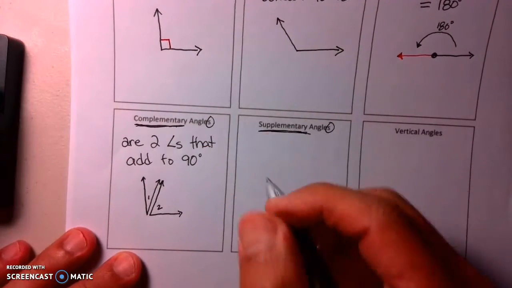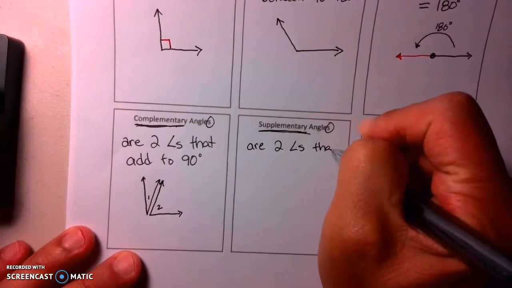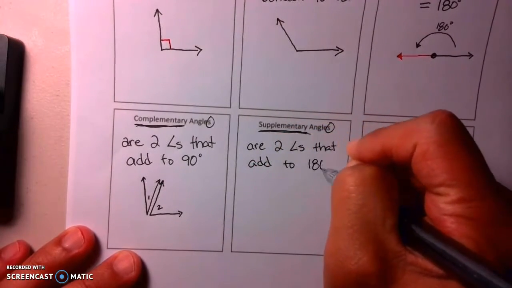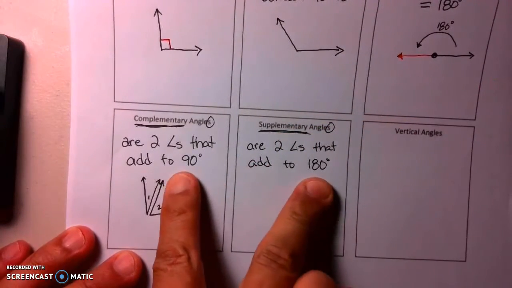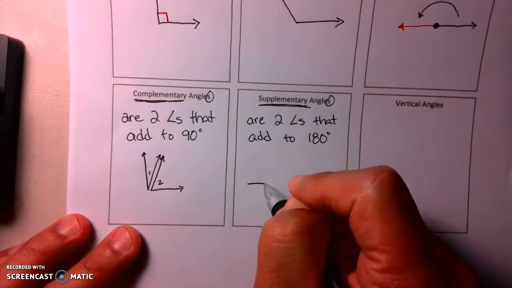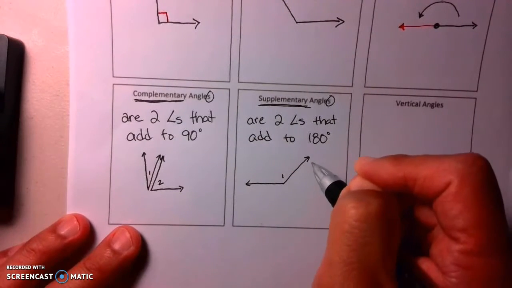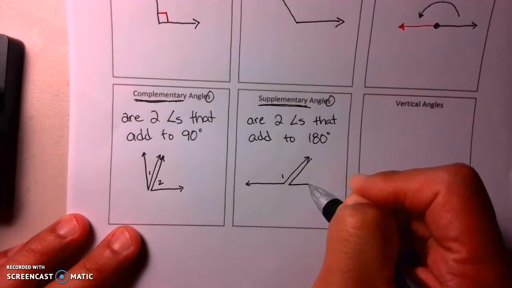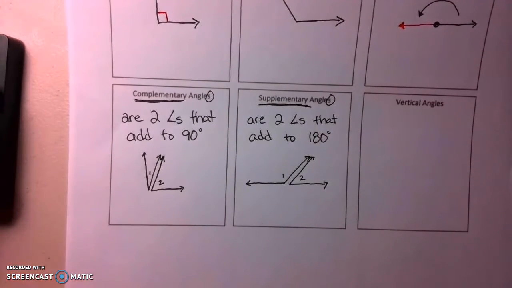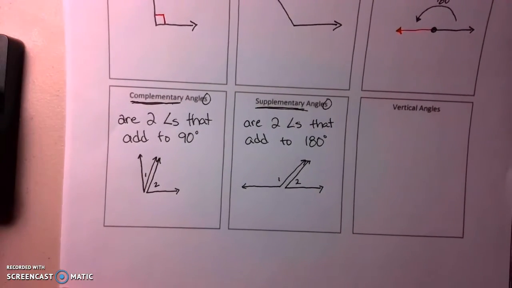Supplementary angles are two angles that add to 180, and you're going to see 90 and 180 throughout geometry here. So I'm going to just draw a visual of this. I'll make an obtuse angle here, angle 1, and then together with this angle 2 here, they would form 180 degrees or a straight line. Okay, and we would call those supplementary angles with an S.